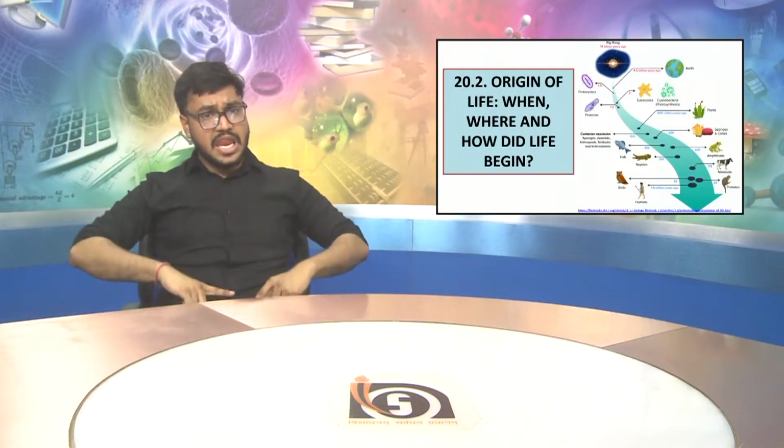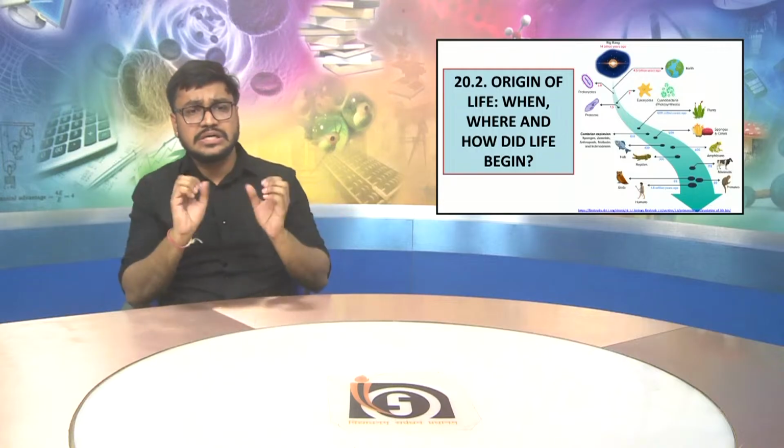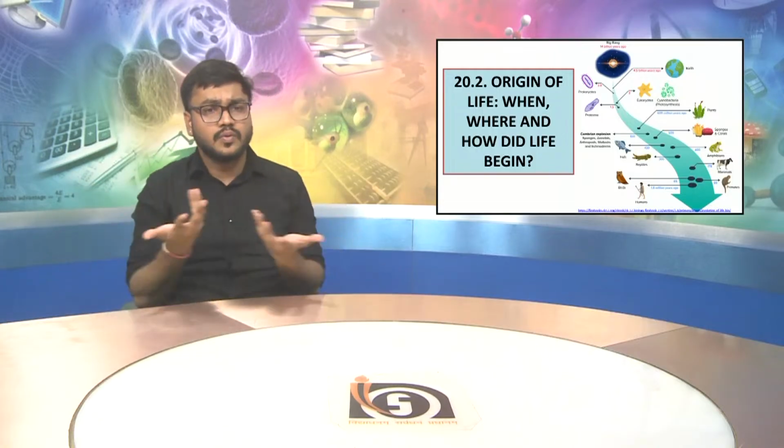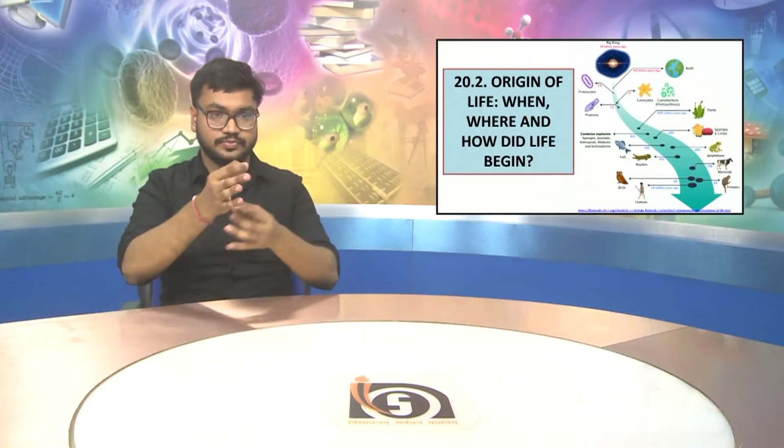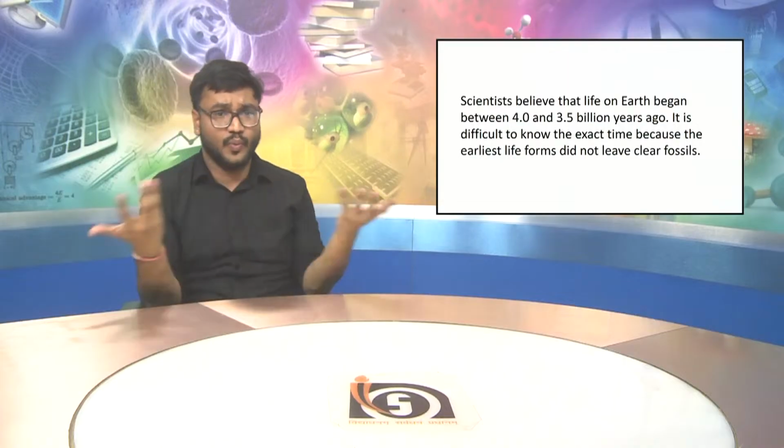Now the next topic we are going to know is origin of life. When, where and how did life begin? Scientists believe that life on earth began between 4.0 to 3.5 billion years ago. It is difficult to know the exact time because the earliest life forms did not leave clear fossils.